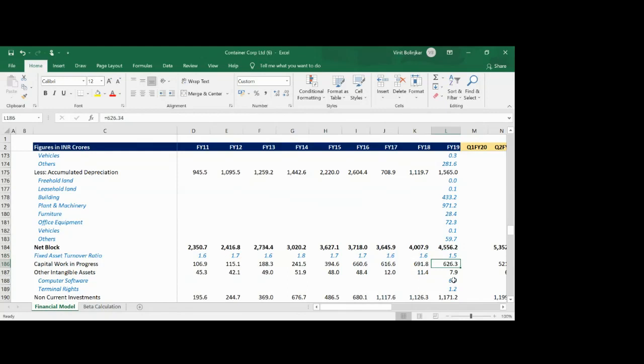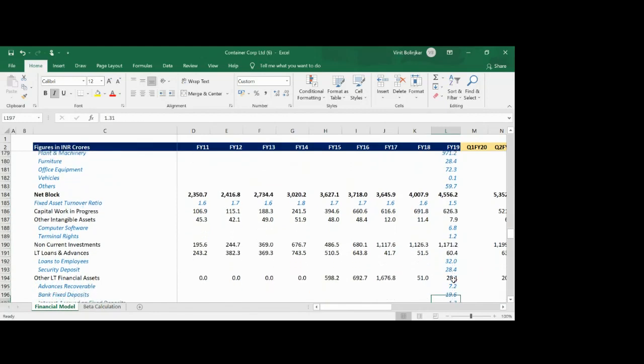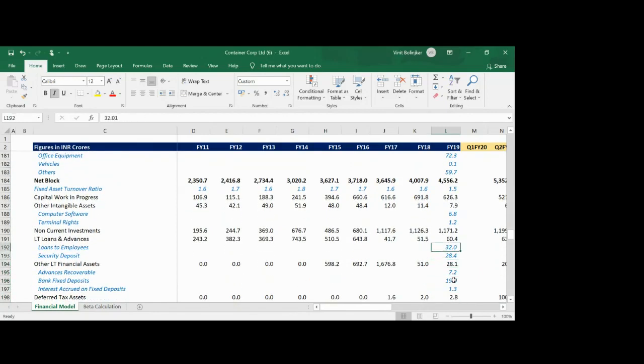Capital work in progress is nothing but the capital formation when you're building a building. Let us say it's taking 3 years. So till it is made into a complete usable asset, it is carried in capital work in progress. Okay. Other intangible assets you are aware of: terminal rights, computer software, right? So that is where it comes. Okay. So this is the part of your fixed assets, your other intangible assets.